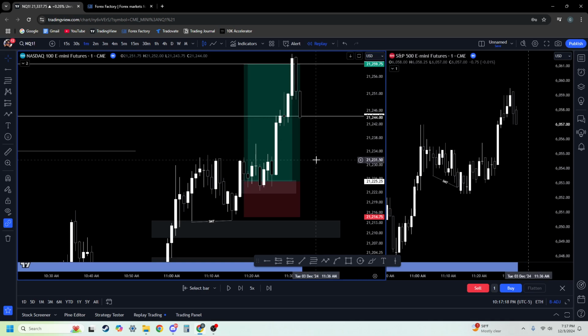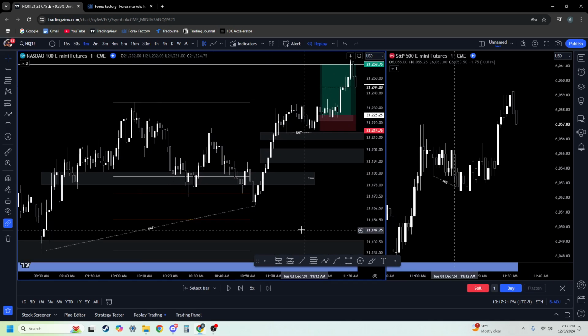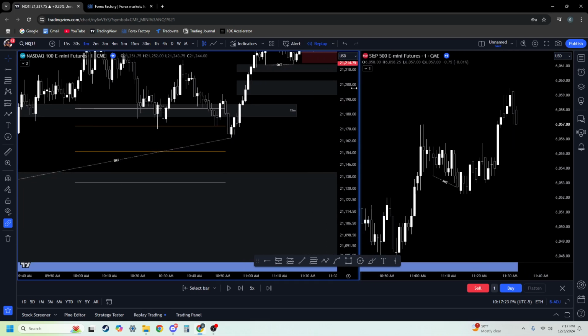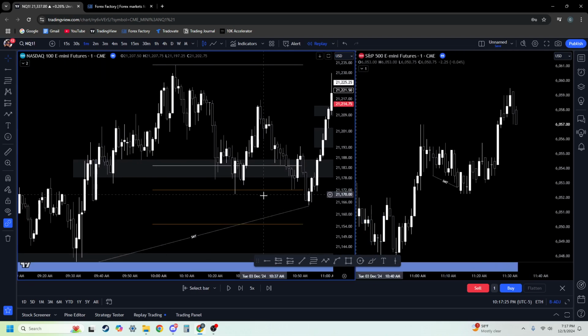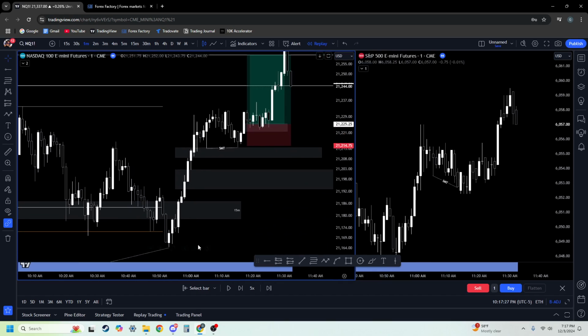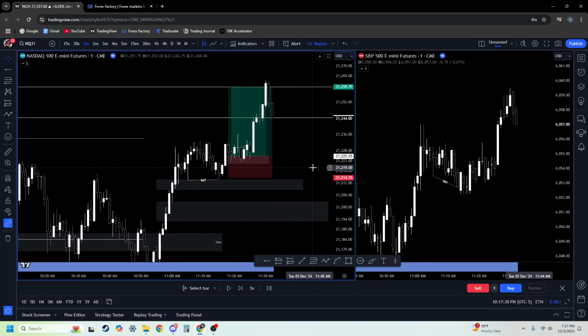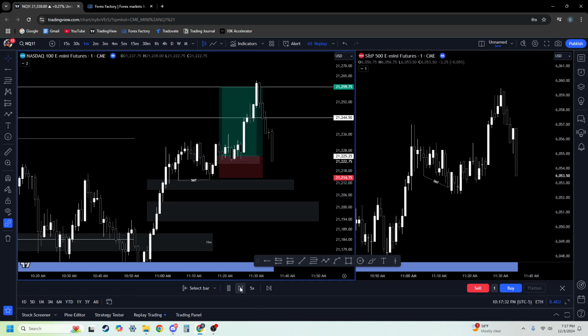Remember, SMTs are very powerful. I use SMTs all the time. Like, say if there's an SMT right here. Say if there's an SMT. No, I'm not gonna use that example because that doesn't make sense. This is clear. So yeah, then I think there's a couple other trades you could have taken after.